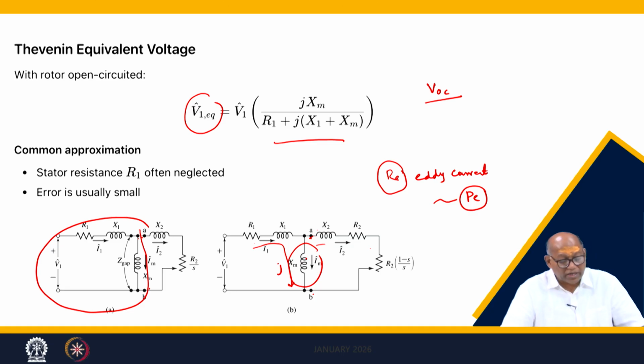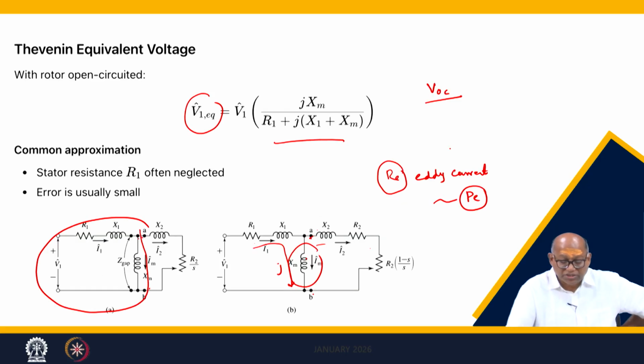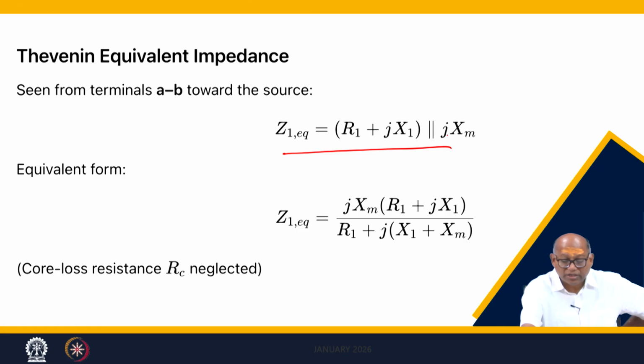You can also approximate by neglecting the stator resistance, it will not create much error. Then you find the equivalent impedance by looking from this terminal. So, you short it out. The equivalent impedance will be these two in parallel: R1 plus jX1 in parallel with jXm. So, you do the parallel combination, this multiplied by this divided by the sum. So, this is the equivalent impedance. This is neglected, as I said, without much loss of approximation.